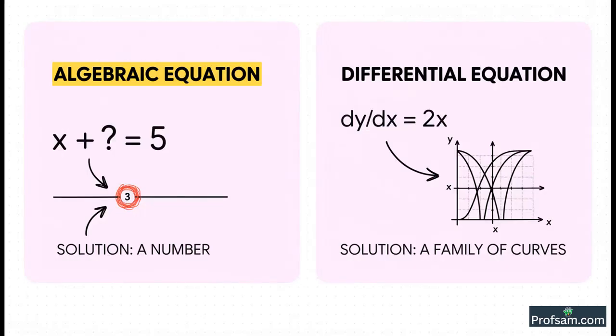Now, this is probably the most important difference you need to get. With a regular algebraic equation, right, like the one you see on the left, what's our goal? We're just trying to find a number, a value for x that makes the equation true. But with differential equations, the game completely changes. We're not looking for a number anymore. Our goal is to find an entire function, a formula for y in terms of x. So the solution isn't just one point, it's the whole graph, the entire curve.